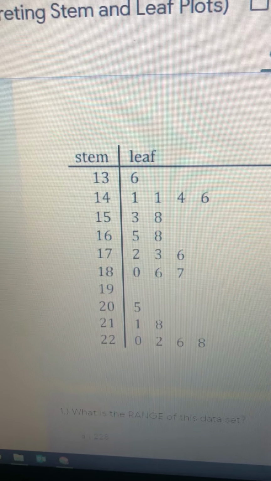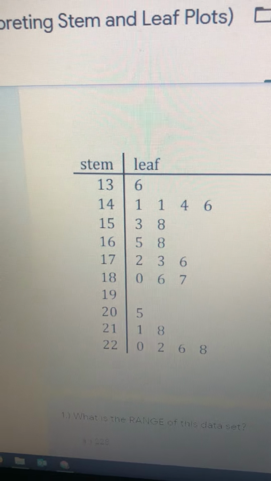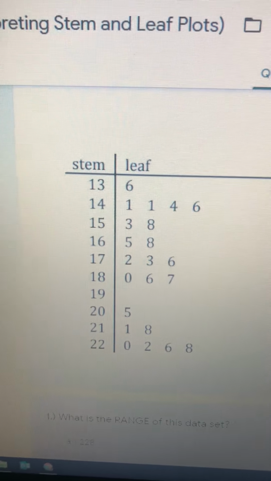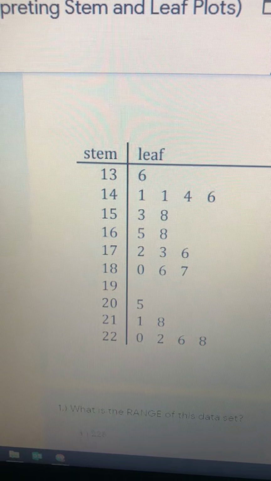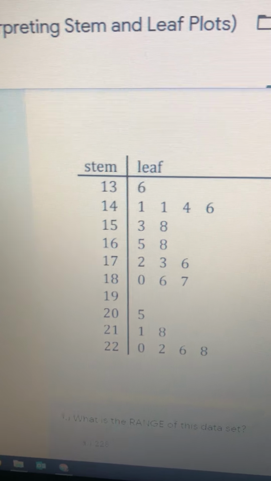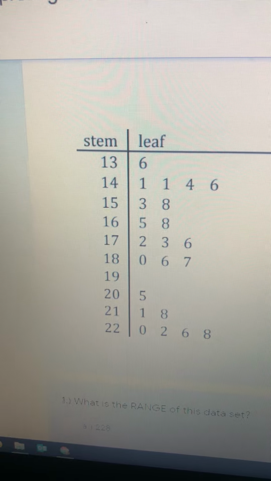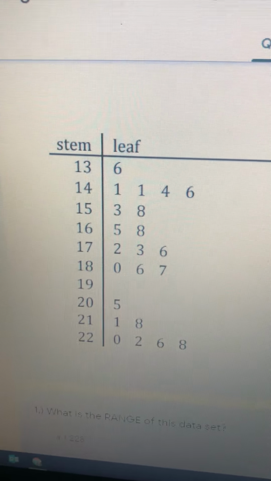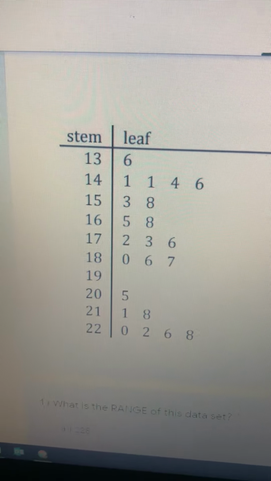Okay, so we're going to use this next picture that you see here. This stem means it's going to be 130, so the whole number would be 136. The stem is 13, the leaf is 6, so the whole number is 136. In our previous learning, we talked about mean, median, mode, and range, and you can find the same things with stem and leaf plot data.